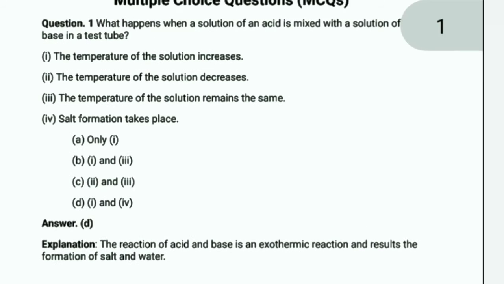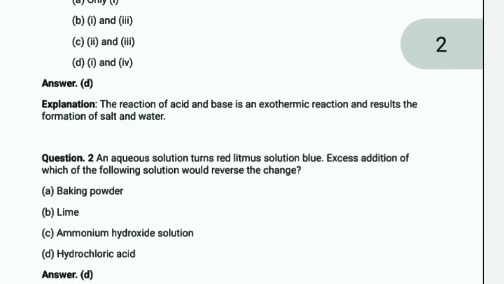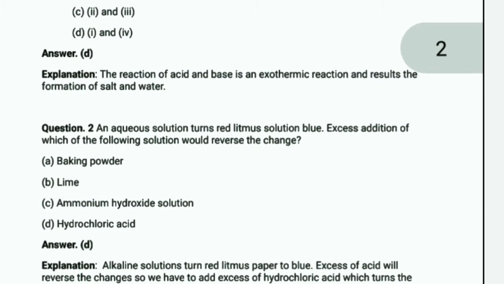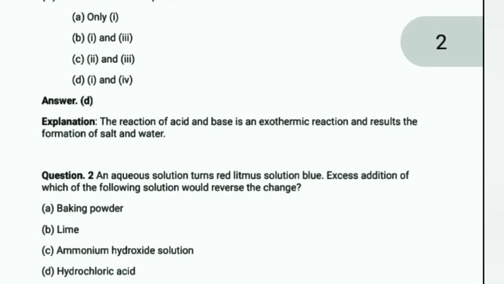An aqueous solution turns red litmus solution blue. Which one of the following solutions would reverse the change? D number, hydrochloric acid. Alkaline solution turns red litmus paper to blue. Excess of acid will reverse the change, so we have to add excess of hydrochloric acid, which turns the solution acidic.